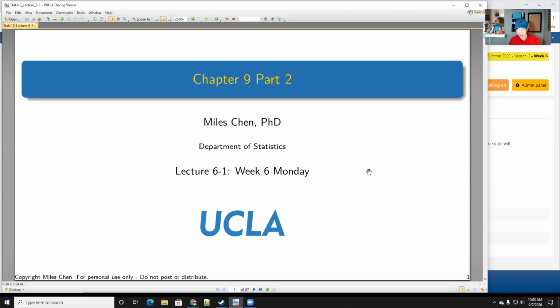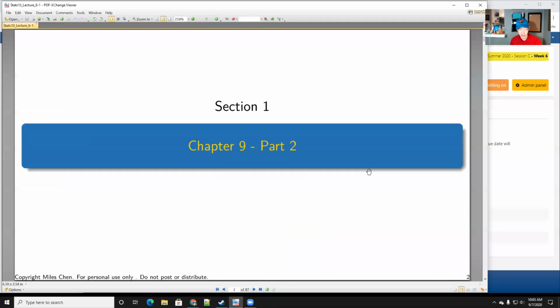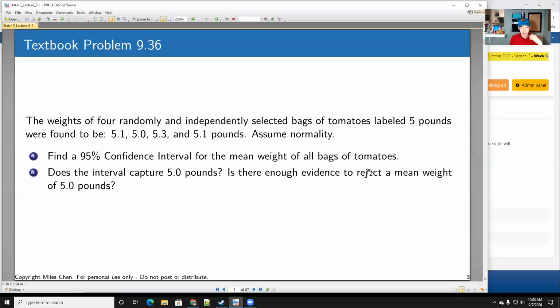Okay, so like I said, chapter 9, part 2. Basically, the idea here is that we're going to continue on with hypothesis tests and confidence intervals, but in different situations.